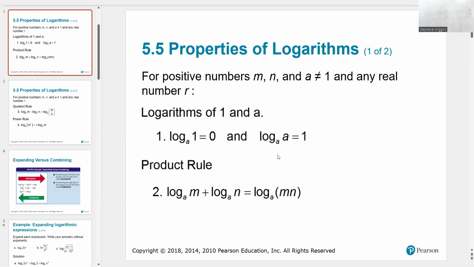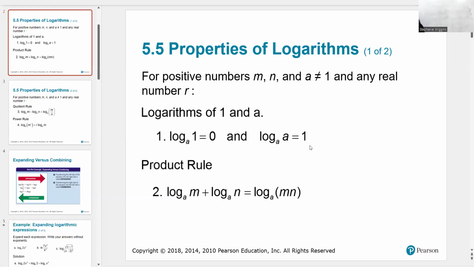Okay, this property here says that log base A of A is always going to equal 1. And that's simply because the exponent on A that gives you A is going to be 1. A to the power of 1 equals A. So that's where this property comes from.